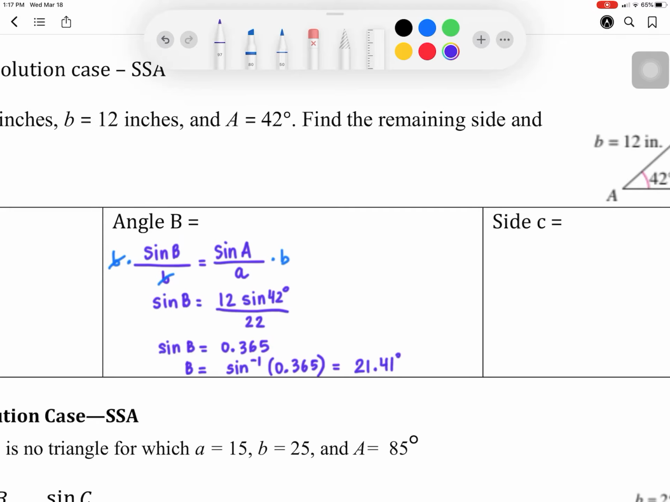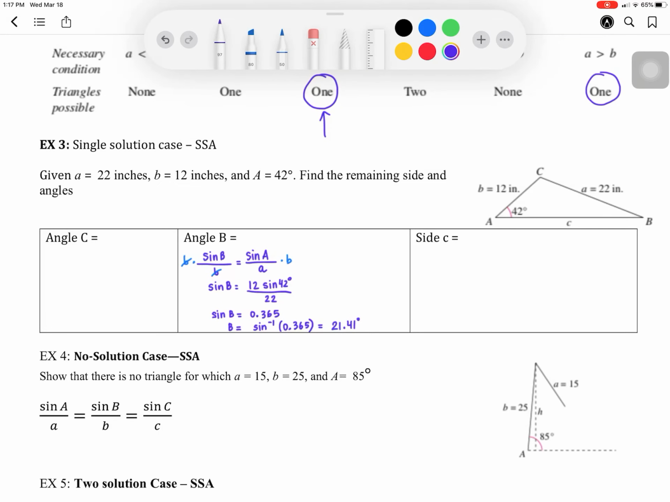Okay, so now that we have angle B, we can go ahead and find out what angle C is. We know that in a triangle, it's 180 degrees minus, we know what angle A is, that's given, and we just calculated angle B, so minus B. So we have 180 degrees minus 42 and then minus 21.41. That should give us 116.59 degrees.